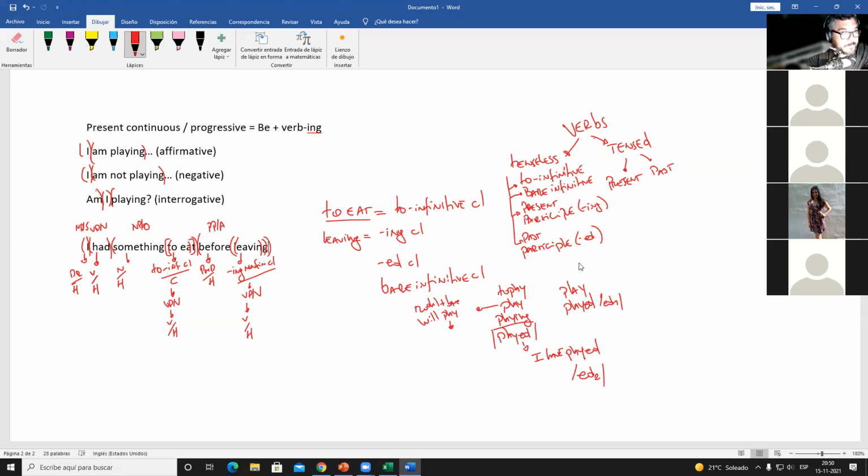Después, al ladito, esto yo lo vi con los chiquillos de los otros dos cursos en el primer semestre. Los verbos tienen formas. El mismo verbo tiene diferentes formas. Si el verbo es tensed, o sea, si tiene tense, puede ser presente o pasado: play, played. Pero si no tiene tense, puede tener cuatro formas, que son las que te acabo de decir: to infinitive, bare infinitive, con ing o con ed. La con ing se llama present participle y la con ed se llama past participle.